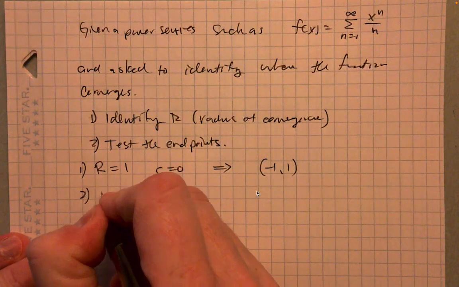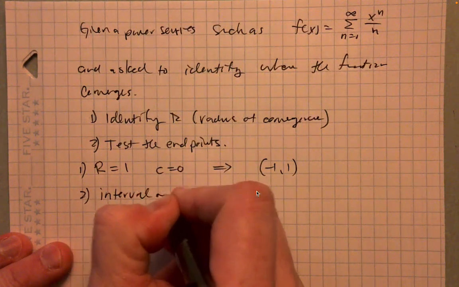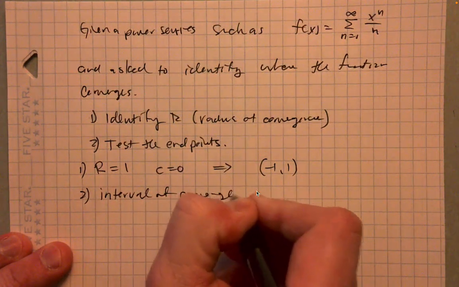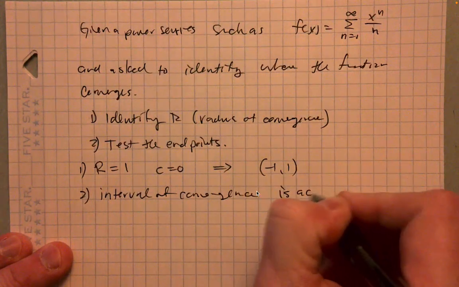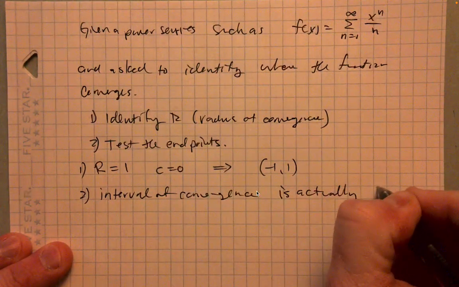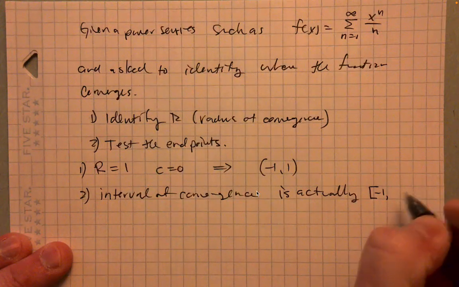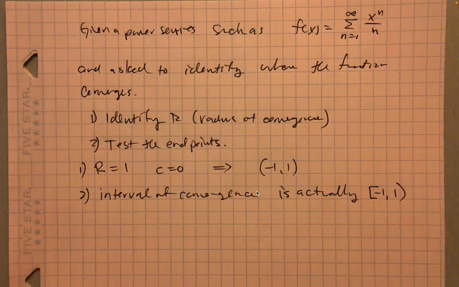So the interval of convergence is actually -1 inclusive up to but not including 1. Okay, so that's where we left off.